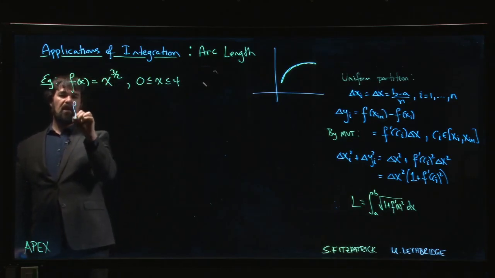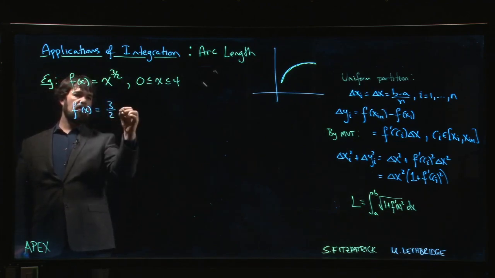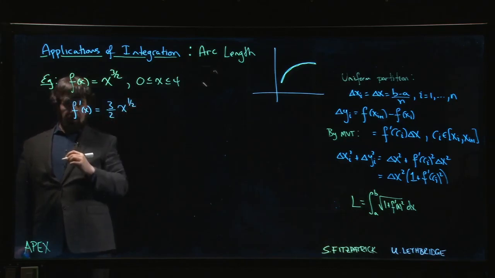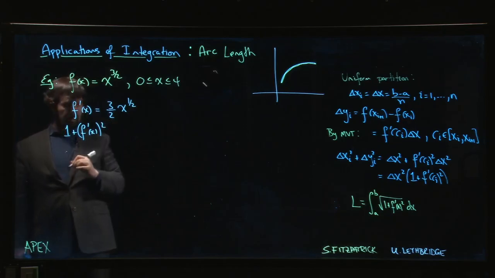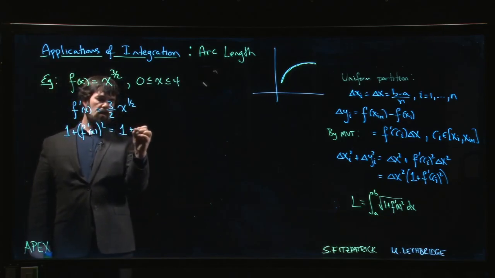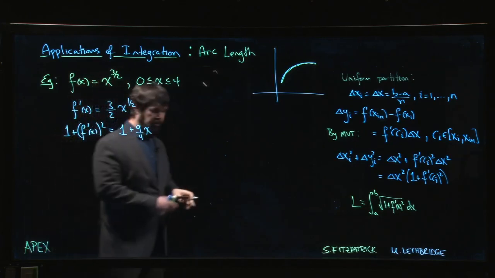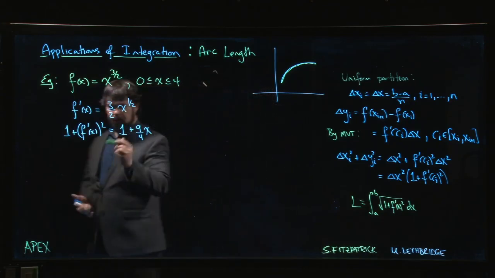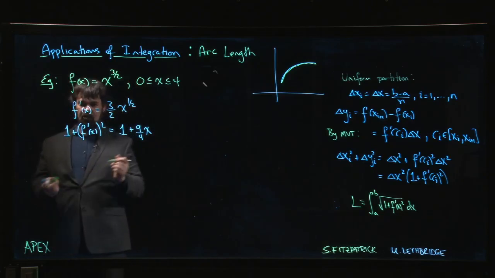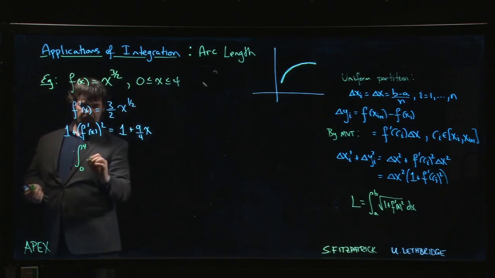Here's f of x. We calculate f prime. f prime of x is going to be 3 over 2 x to the 1/2, right? So when I do 1 plus f prime of x squared, well, that's 1 plus 9 over 4 times x, right? Square the square root, we just get x. And this is not so bad as something to have under a square root because it's linear, right? We know how to do linear substitutions. Linear substitutions are simple. So our integral, x should go from 0 to 4.